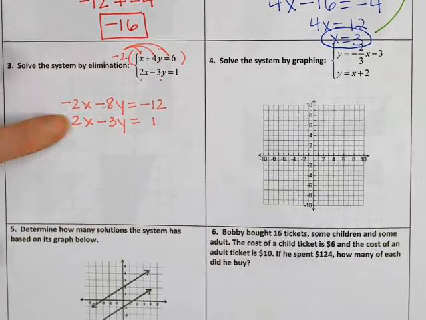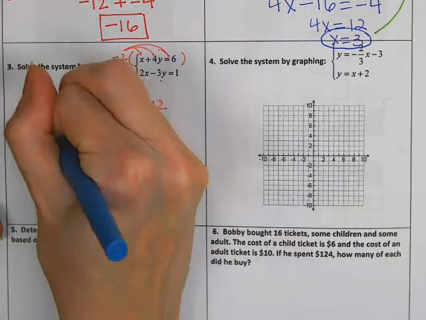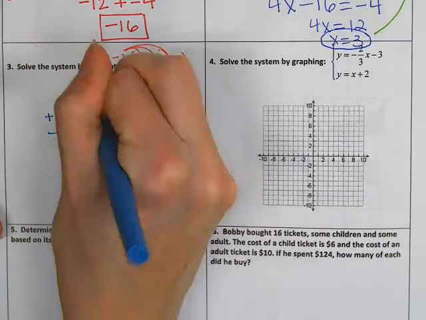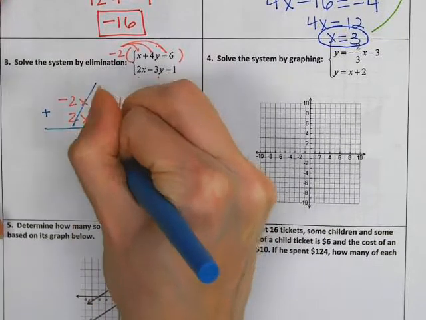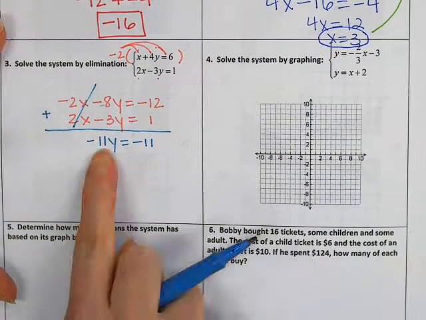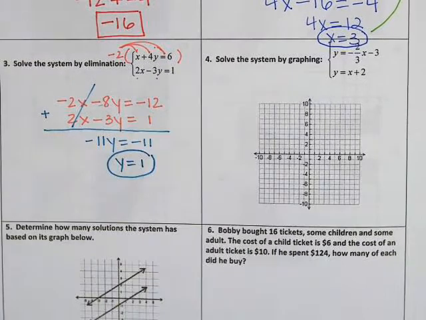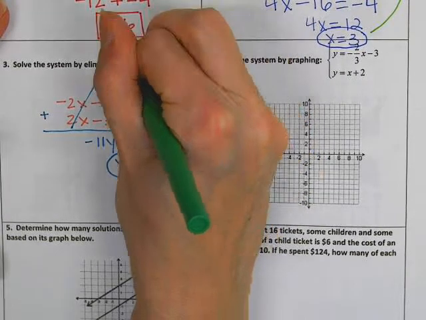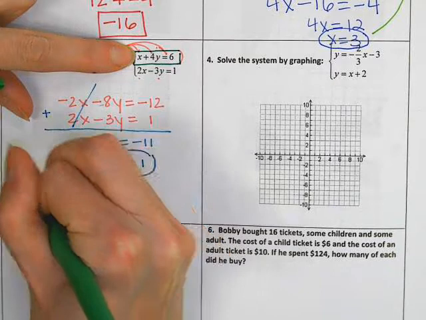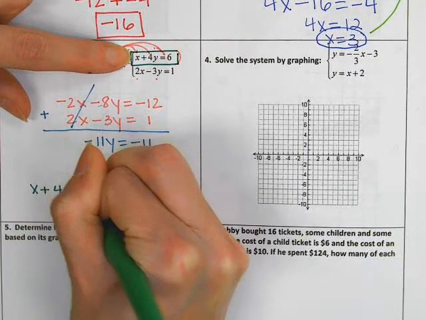Because do you guys see how these will cancel? And now we want to add going down. And these cancel. We get negative 11y equals negative 11. So if you divide by negative 11, you end up getting y is 1. And now we pick an equation and we plug it back in. So I'm going to do the first one. So it's x plus 4 times 1 equals 6.